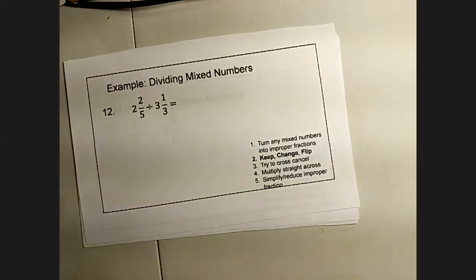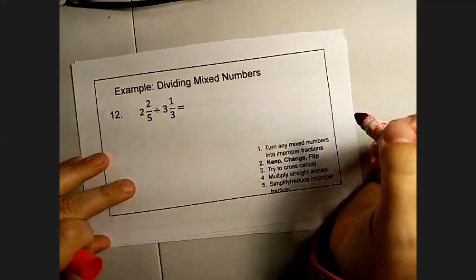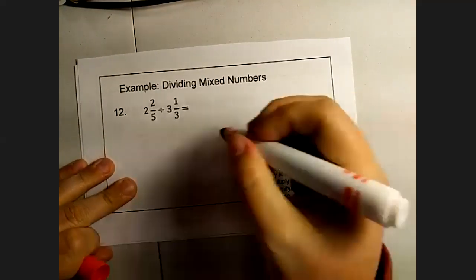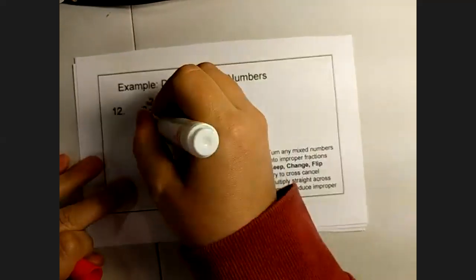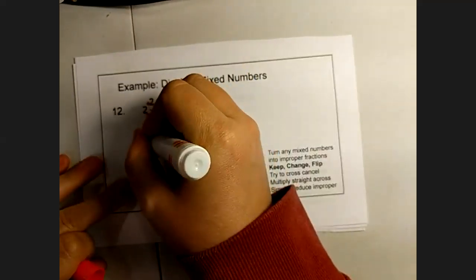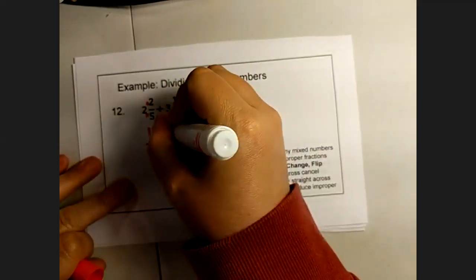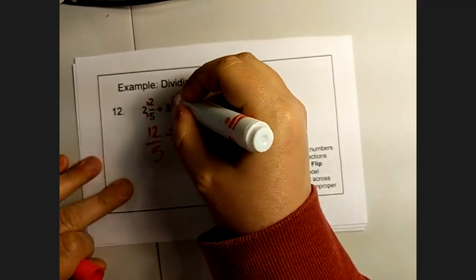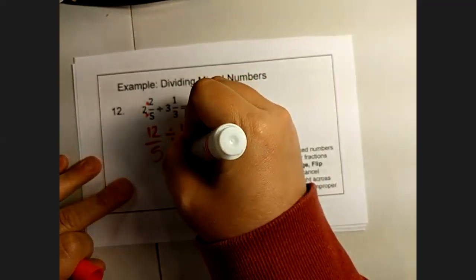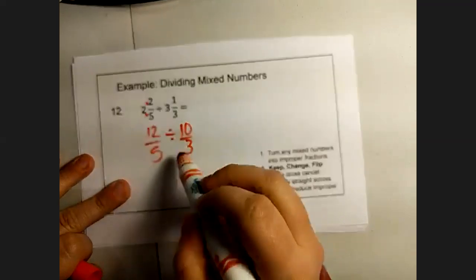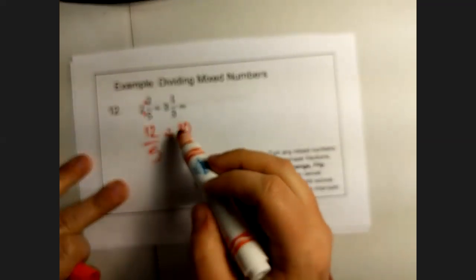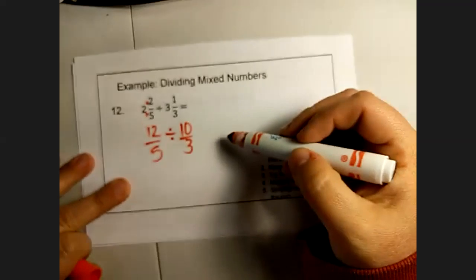If we have mixed numbers, the only trick here is making sure you change them to improper before you try to do any multiplying. So we're going to change these to improper. 5 times 2 is 10, plus 2 is 12 over 5. We still have a dividing here. This is 9 and 10 over 3. Really make sure when you change it to improper, you don't change the divide yet. You keep it as a multiply.